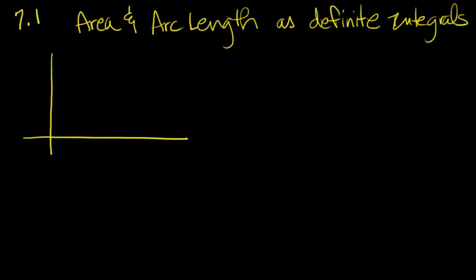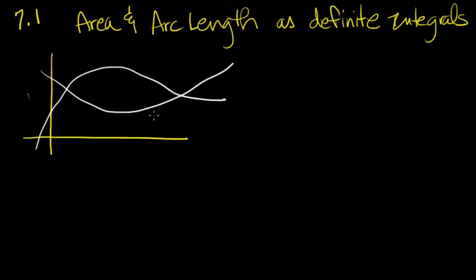just draw a picture of maybe y equals f of x and y equals g of x. So let's say this is g and this is f. We want to find the area enclosed by the curves f of x and g of x. If this were an actual problem and the intersection points were not given to you, you would have to solve f of x equals g of x and find a and b. Find the intersection points.